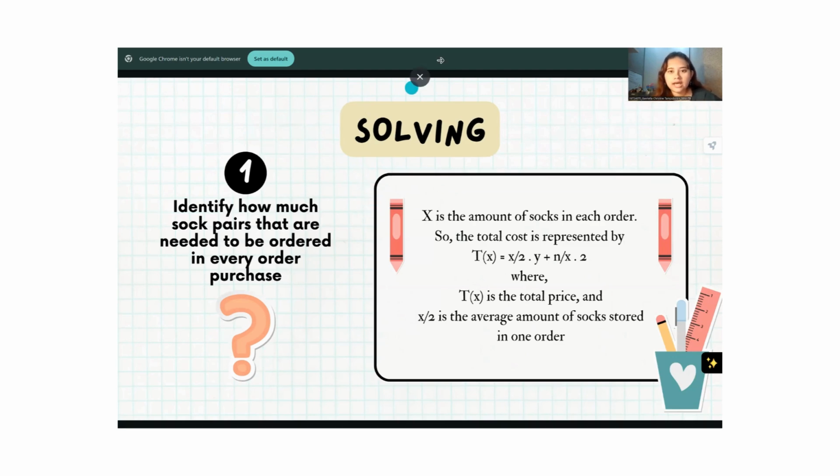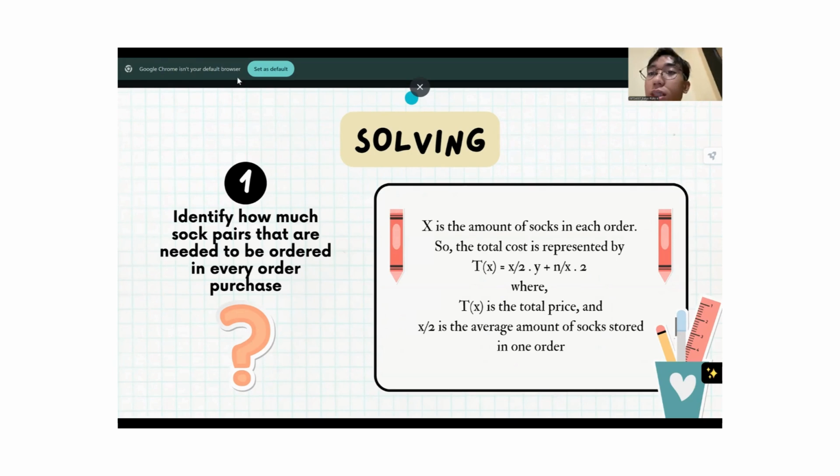Okay, and so the solving part. The first thing is we need to identify how many pairs of stock need to be ordered in every purchase. So X is the amount of socks in each order. The total cost is represented by the equation T equals X divided by 2 times Y plus N divided by X times Z, where T is the total cost and X divided by 2 is the average amount of socks stored in one order.